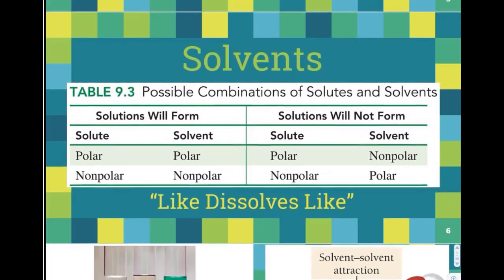So we like to say that in determining what kind of things dissolve, like dissolves like. So polar things will dissolve polar things, nonpolar things will dissolve nonpolar things, and so we're building upon this. You need to know how to predict the polarity of a substance so that you can tell whether or not it will be dissolved in something polar like water or something nonpolar like oil.